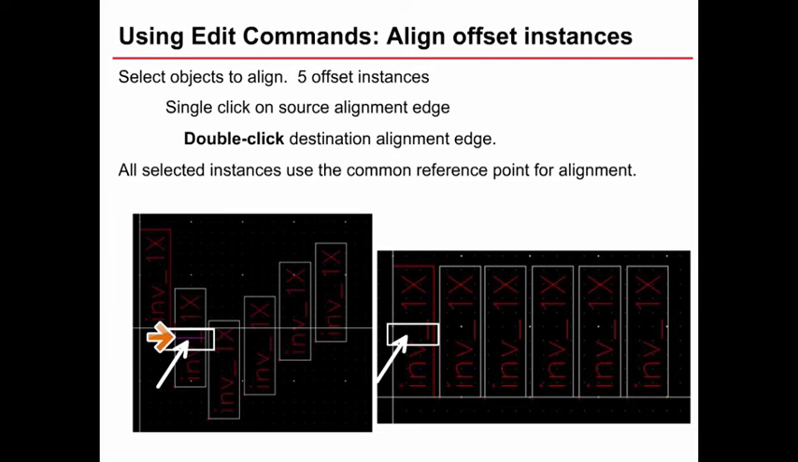And then on the destination you double click. So since this is what we want to line up with, we double click with the center or the nexus, and then all of them line up their nexus with this one. Now it could have equally well worked if we'd clicked this edge and then double click that edge. Every one of these edges would have lined up with this edge.